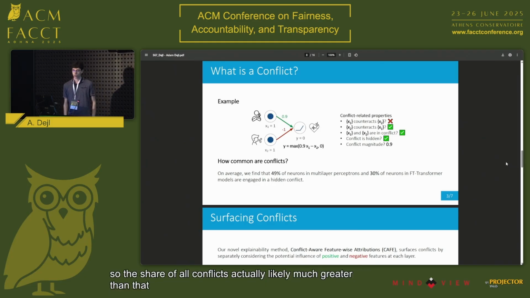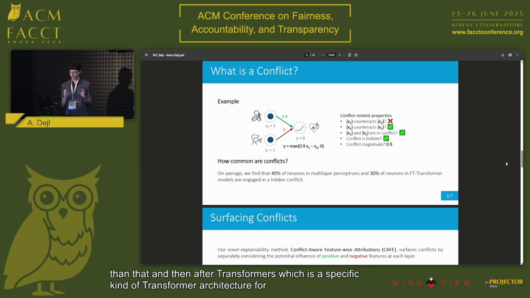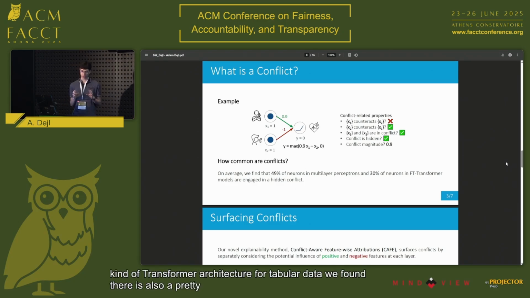And in FT transformers, which is a specific kind of transformer architecture for tabular data, we found there is also a pretty decent share of conflicts, around 30% of hidden conflicts overall.